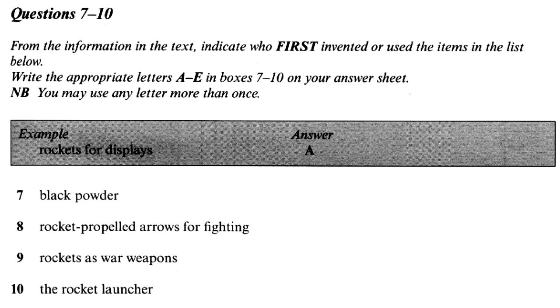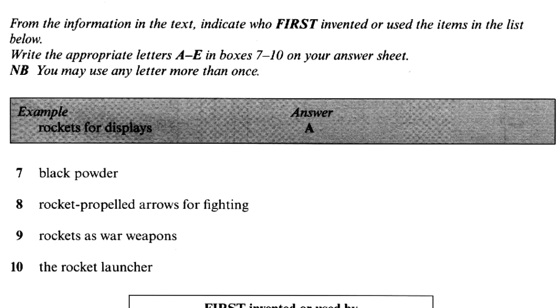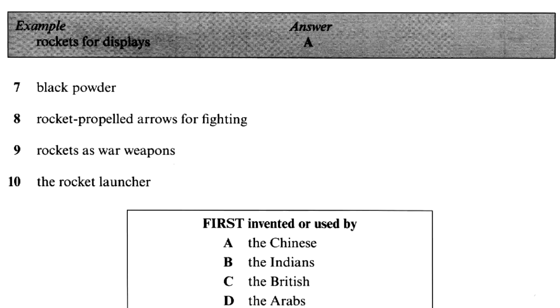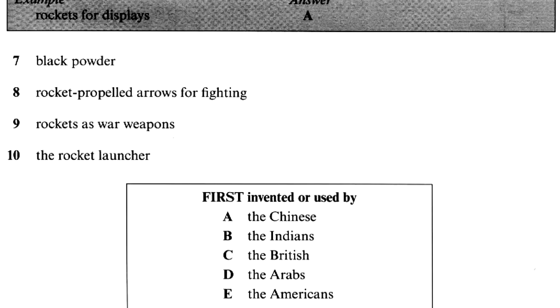For example, 7, black powder. Black powder may have been invented or used first by the Chinese, or the rocket propelled arrows for fighting also may be by the Chinese. Means question number 7's answer can be A, 8's answer can be A too, or may not be. They can be different, they can be the same, right?